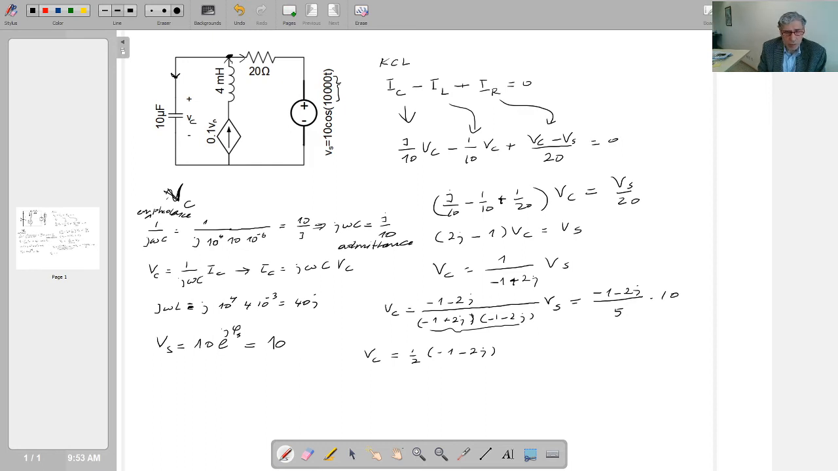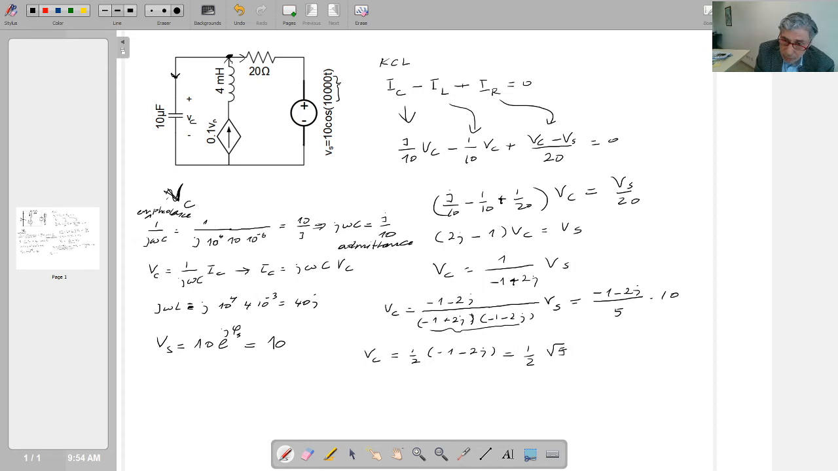Now this is a complex number, and this is the phasor of my capacitor voltage. If I want to transfer this phasor to the time domain, it's going to be a cosine function like the independent source function. For that transformation, I need to transfer this phasor to polar coordinates. So that is 1 over 2. The modulus is the square of the real part plus the square of the imaginary part, sum them up, square root of the result. So it's going to be square root of 5. That is the modulus of this complex number.